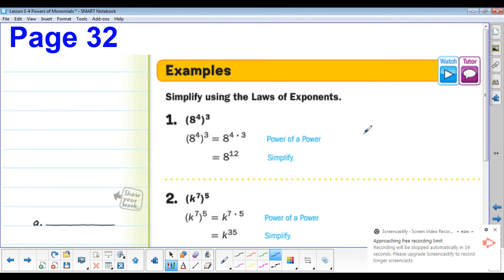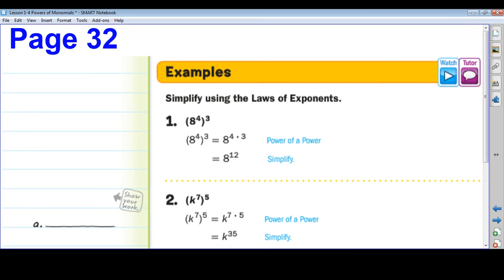We're going to go ahead and do the examples on page 32 together in just a second, so hold tight.